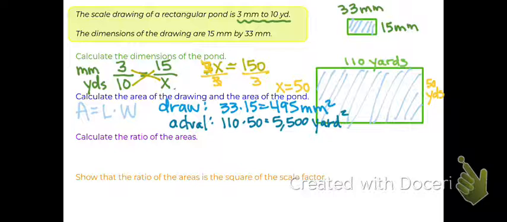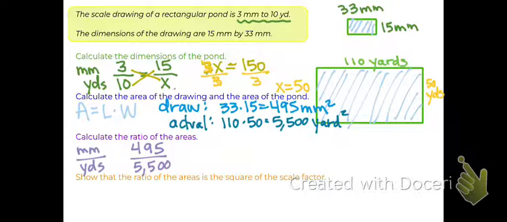Now it says calculate the ratio of the areas. So again, I'm just going to decide now what's going to go on the top, what's going to go on the bottom. Again, I'm going to put the millimeters on the top, the yards on the bottom. So the ratio would be 495 over 5,500.